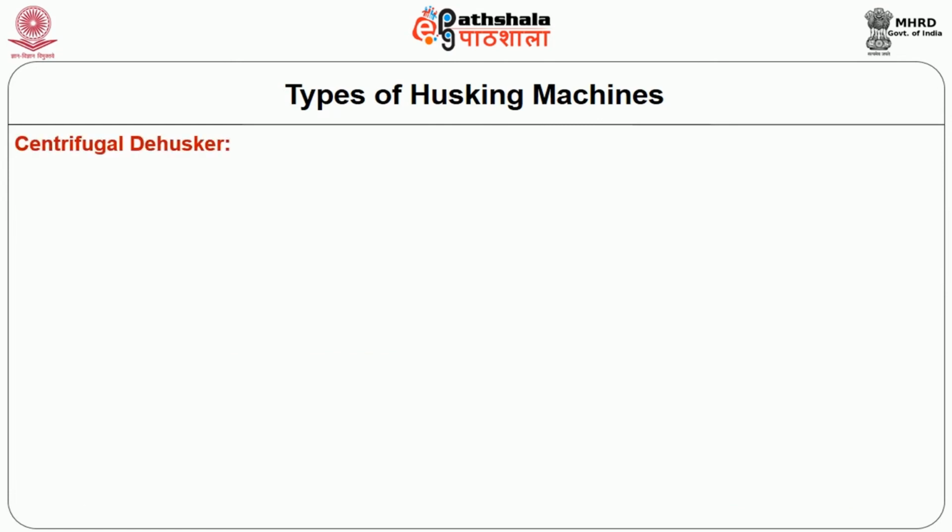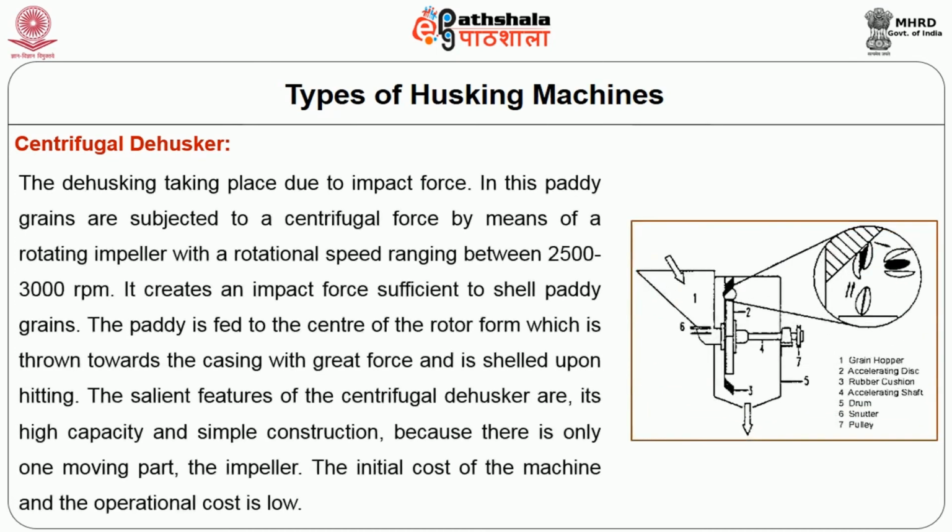The centrifugal dehusker is the next type of dehusker. In this dehusker, dehusking takes place due to impact force. Paddy grains are subjected to a centrifugal force by means of a rotating impeller with a rotational speed ranging between 2500 and 3000 rpm.